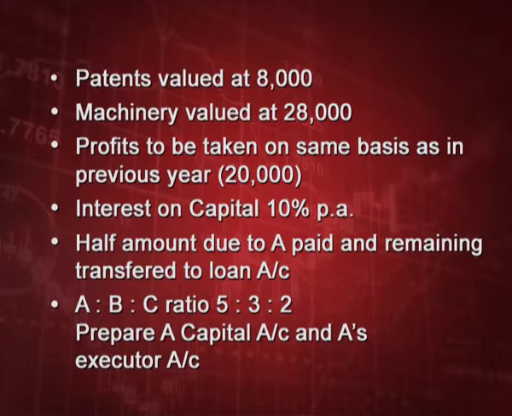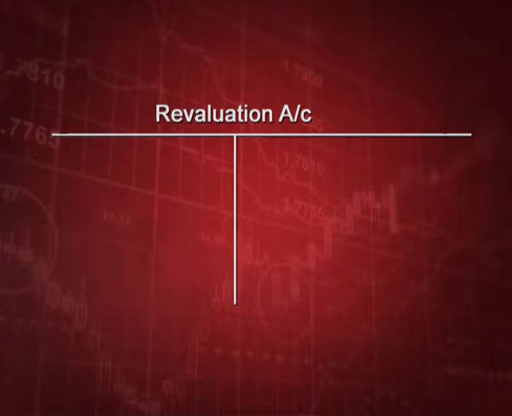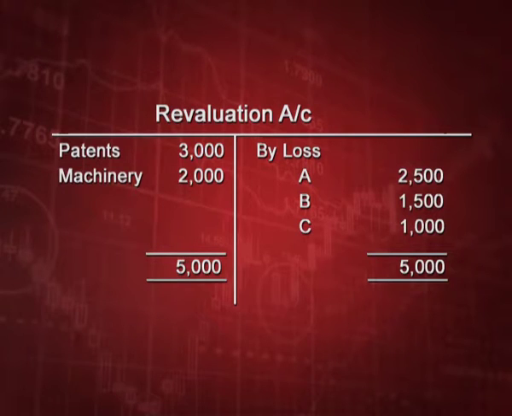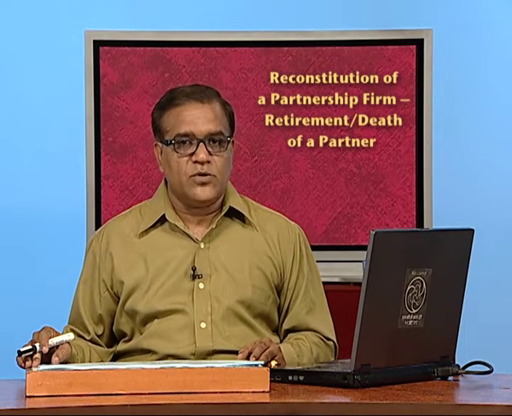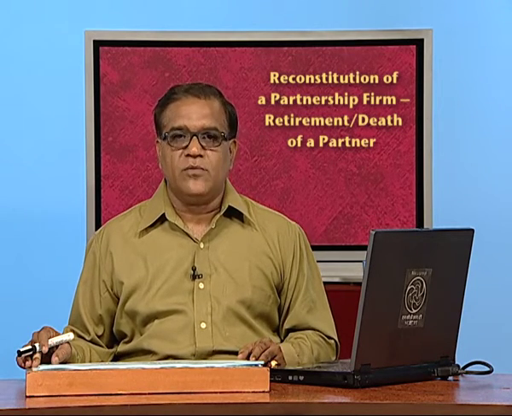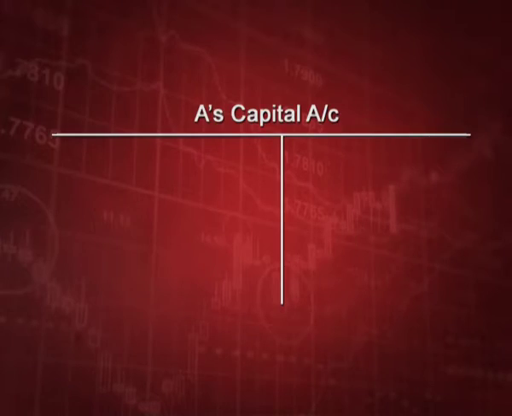Let us start with the solution. On the revaluation debit side, loss of patent will be there 3,000 and loss on the valuation of machinery 2,000, which makes the total loss 5,000 rupees, which will be distributed between A, B, C in their ratio 5:3:2, that is 2,500, 1,500 and 1,000 respectively. This will be taken to their capital accounts on the debit side, but because we are asked only about A's capital account, we will be taking 2,500 to A's capital account debit side. Let us move on to A's capital account.